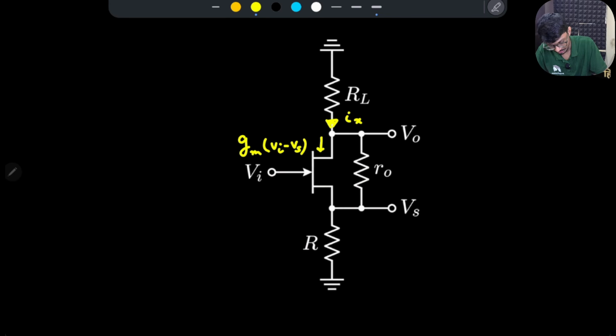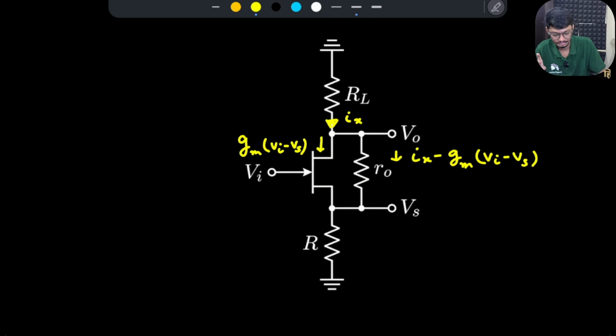So what shall be this current? If I apply simple KCL, this is Ix coming, this is Gm times Vi minus Vs going out, so this current will be Ix minus Gm times Vi minus Vs. Okay, so that is what this current is.